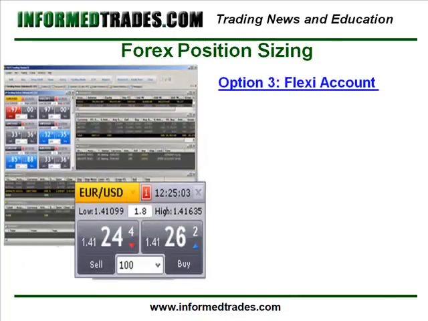The third option is known as the flexi account. A flexi account allows you to trade in any size you would like. As the platform we are working with uses either the mini or the standard contract size, and because it gets a little complicated when deciding on your own contract sizes, for now we're going to stick with just the mini and the standard contract sizes.